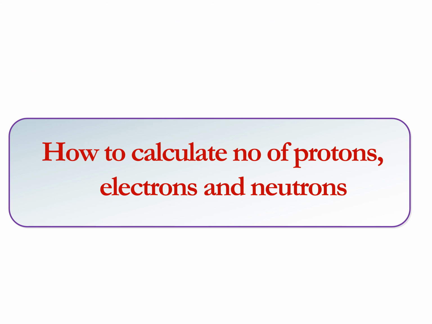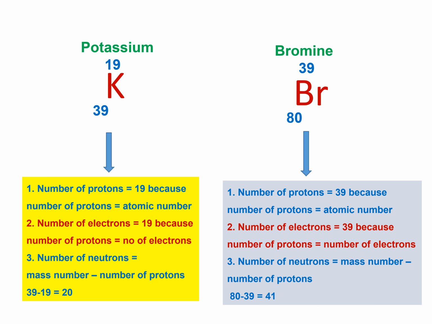So now we look at how to calculate number of protons, how to calculate number of electrons, and number of neutrons. This is an element called potassium. Capital K is the chemical symbol for potassium. So it has 19 here and 39 here. The smaller number is 19. So 19 is the atomic number and 39 is the mass number.